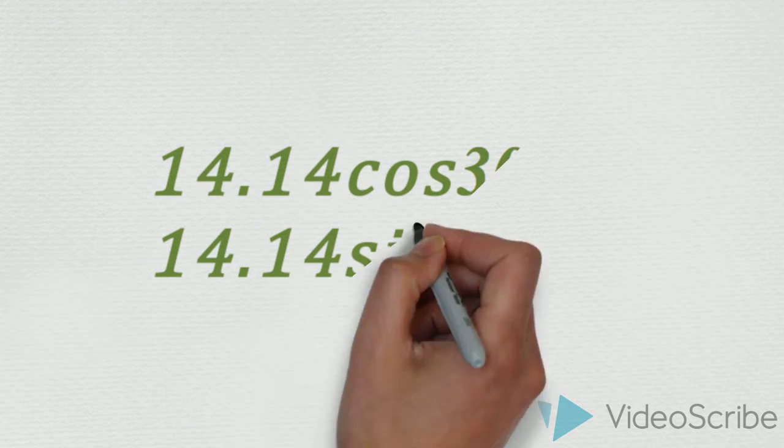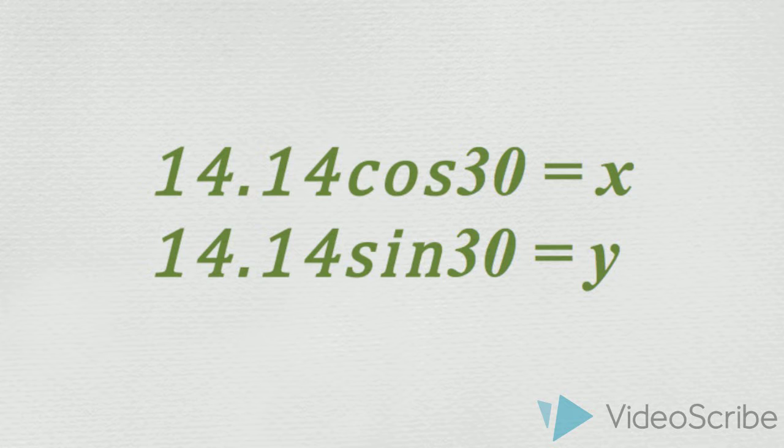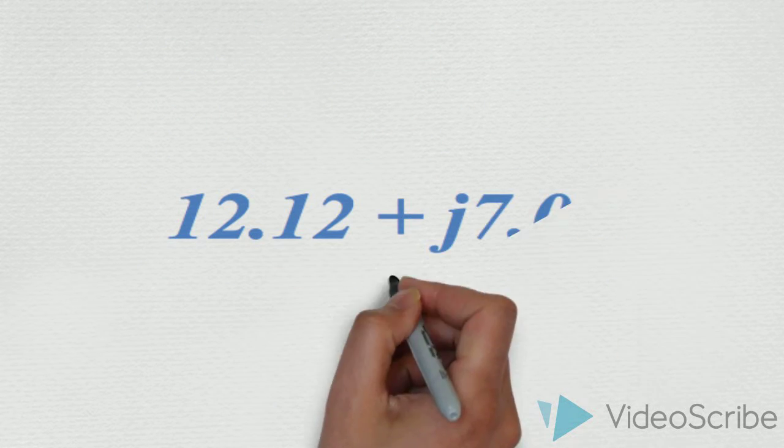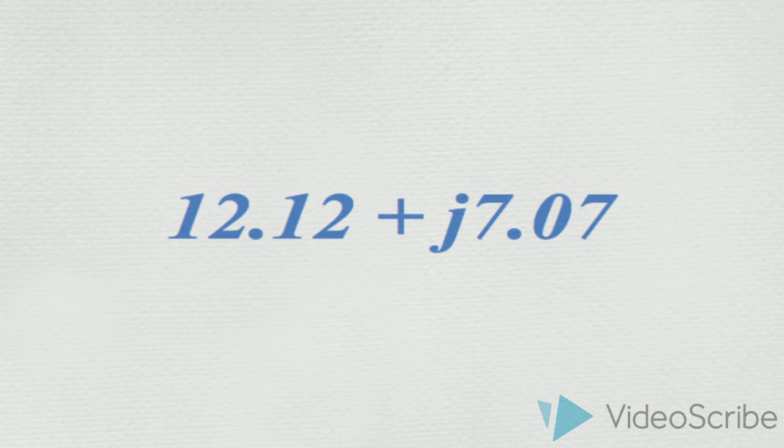In order to represent a sine wave in rectangular form, we convert the polar form into the rectangular form by multiplying the magnitude 14.14 by cos 30 to obtain x and sin 30 to obtain y. This gives us the x value 12.12 and the y value 7.07, and by doing this we get the complex number 12.12 + j7.07.